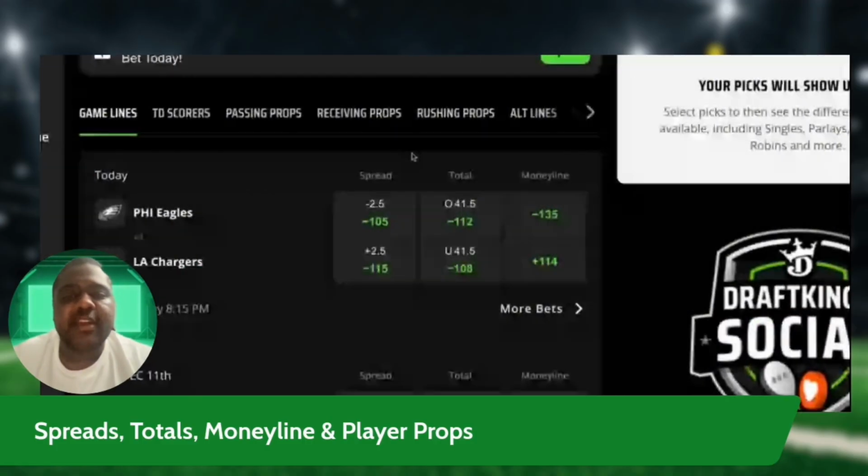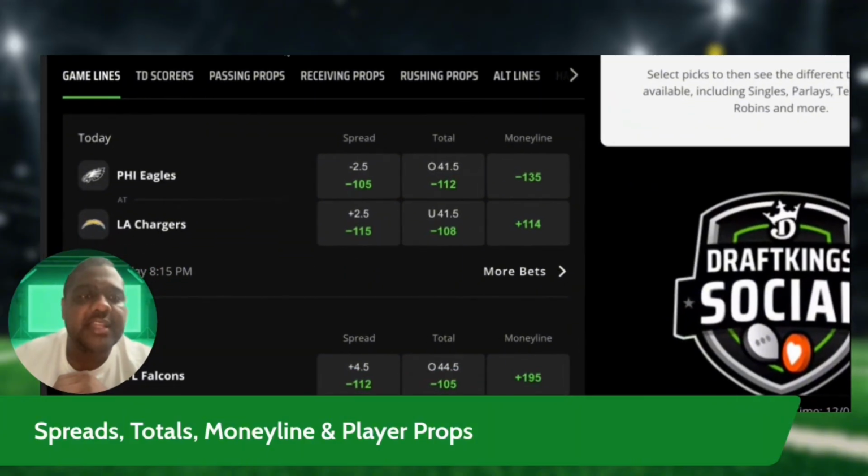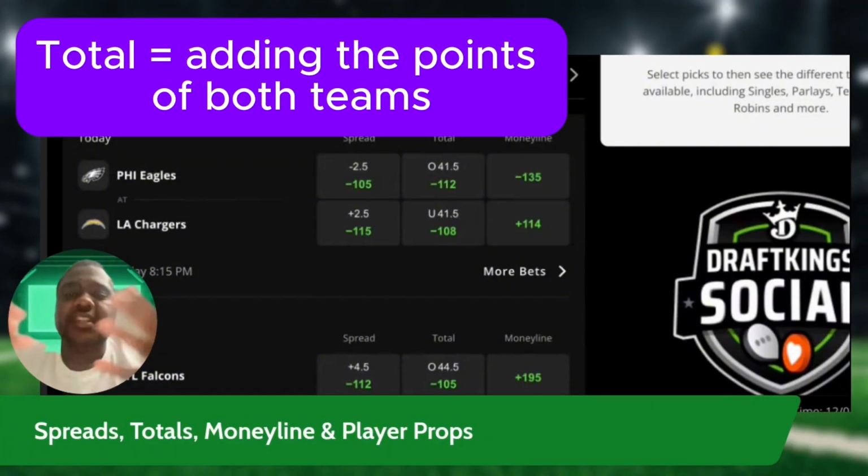So let's get to the total. I feel like the total is the easiest thing to teach. It's right here in the middle on DraftKings. This is real easy, man, because all you're doing is adding the scores from both teams. That's it. That's all you're doing is addition. This is second grade, first grade, kindergarten stuff.